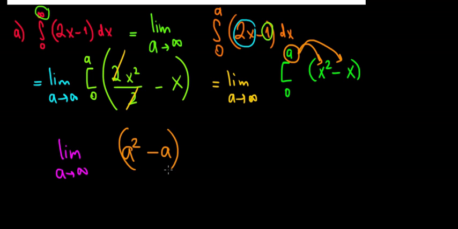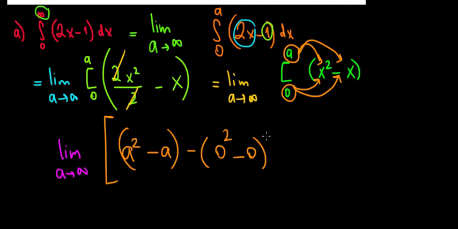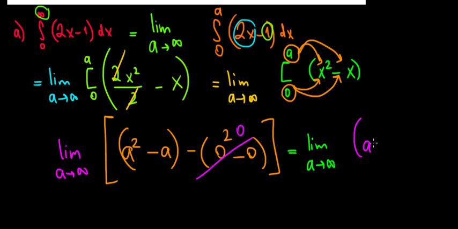That's the first substitution. Let's keep this all in brackets, and then we have to subtract the other thing when we substitute the other term. So 0 goes into x squared, we have 0 squared, and 0 goes into x, so minus 0. Now we close those brackets, see what we get. We have the limit when a approaches infinity, and we're left only with a squared minus a, because 0 squared minus 0 is just going to be 0. So we're left with a squared minus a, okay?